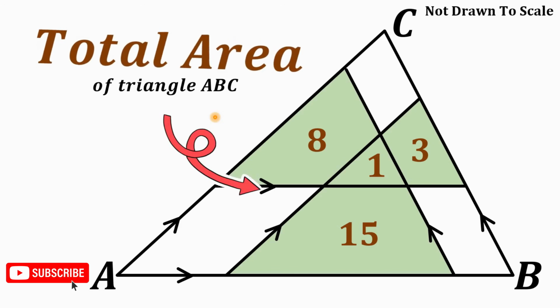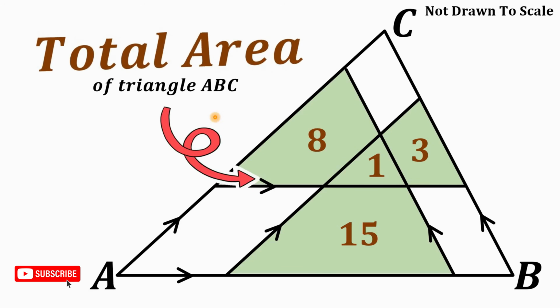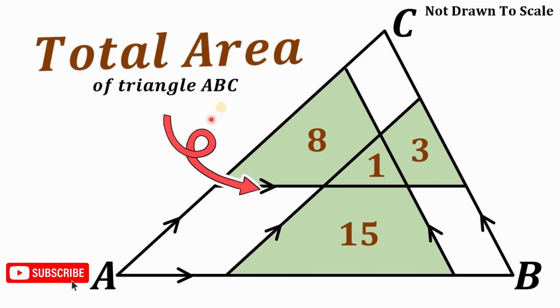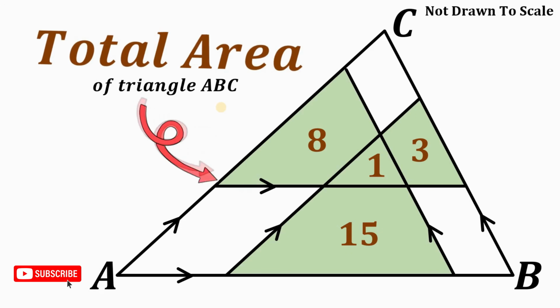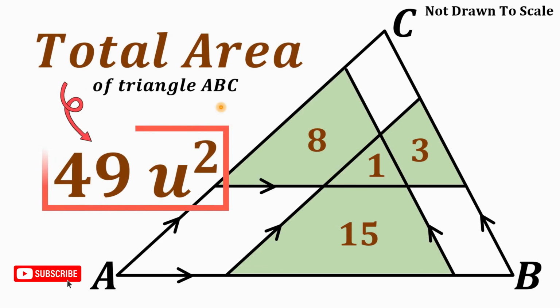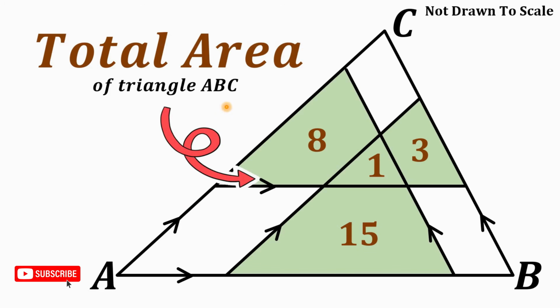Now pause this video right now and see if you can answer this question, because I will show you the answer and the solution in 3, 2, 1. The area of this triangle ABC is 49 square units, and that is the answer to this question. And of course, the question is, what is the solution to find the answer on this question? So let's begin.